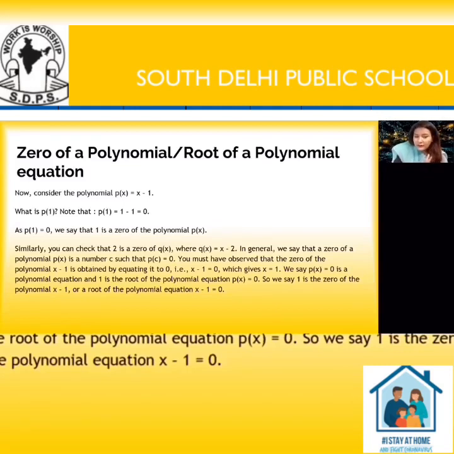Also, for example, if I take a polynomial 100 minus x. So what should be the zero of the polynomial? In short, what will be the value of x so that 100 minus x equals 0? It will be 100 only. 100 minus 100 is 0. Therefore, the zero of the polynomial will be 100.